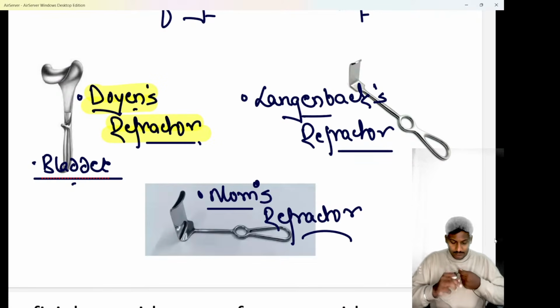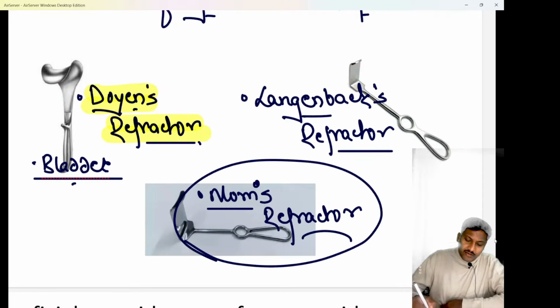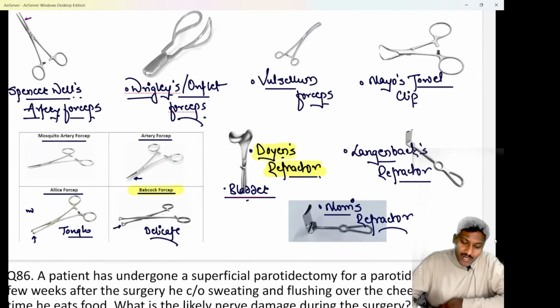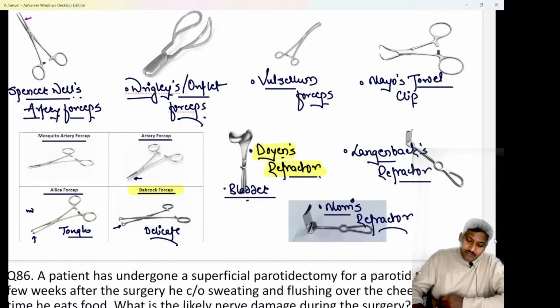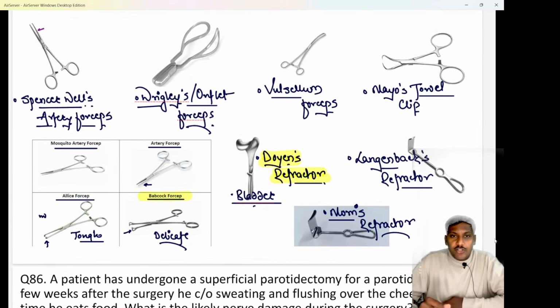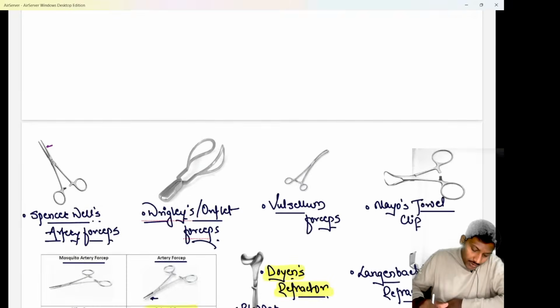And the next one, just a minute. The next one that you are able to see, which is having a square blade or a very broad blade, the square or broad blade retractor is Morris retractor. Remember, Morris retractor is generally used to retract solid organs or large organs like liver. In cholecystectomy surgery, whenever you have to retract liver, you tend to use this Morris retractor. Hopefully clear. So that is what is important.